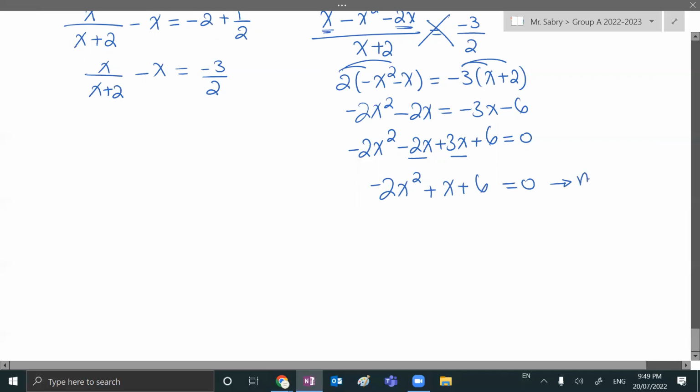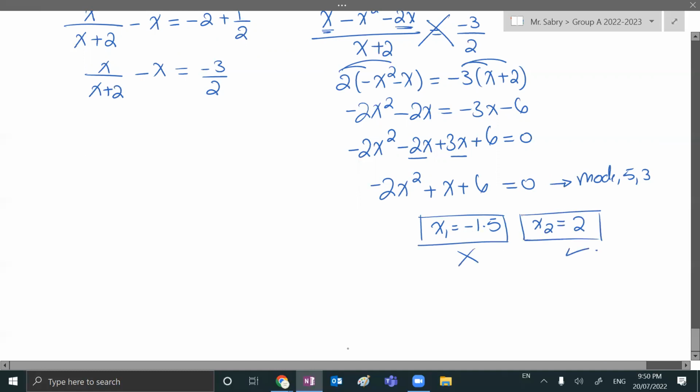Take this to a calculator and go for mode 5-3. This will get you x1 equals negative 1.5 and it will give you x2 equals 2. Now he's asking for the positive solution, so this one does not work and this one must be the correct one, the positive 2. Does that make it a bit better?